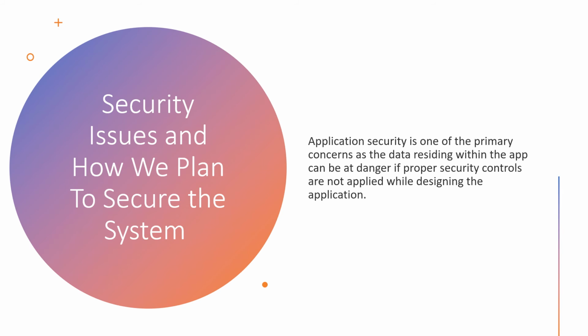In the next 3 slides, we'll talk about security issues and how we plan to secure the system. As we know, application security is one of the primary concerns, as data can be in danger if proper security controls are not applied when designing the application.